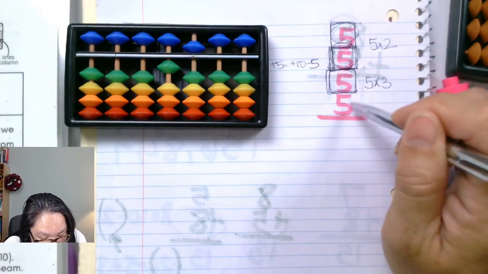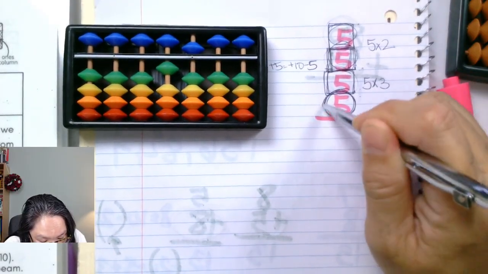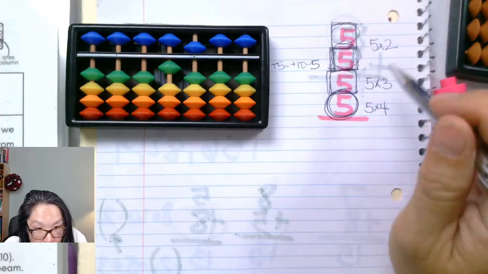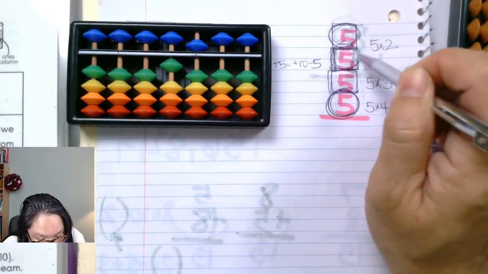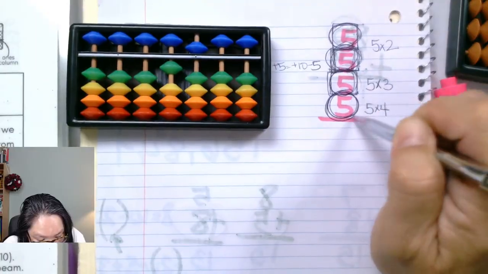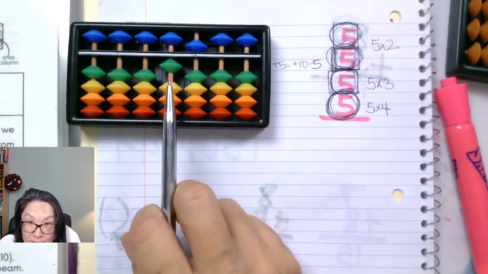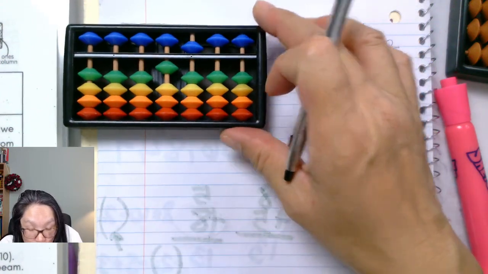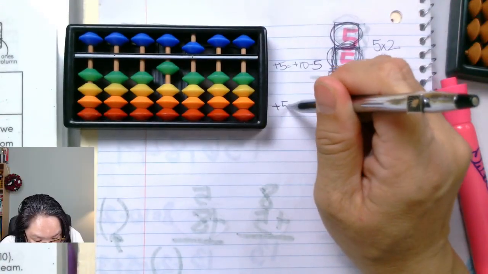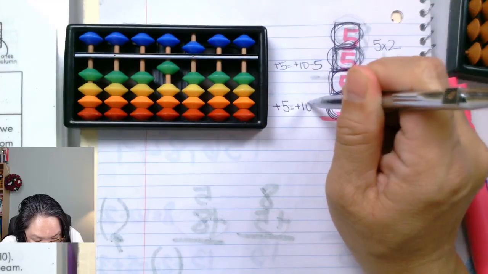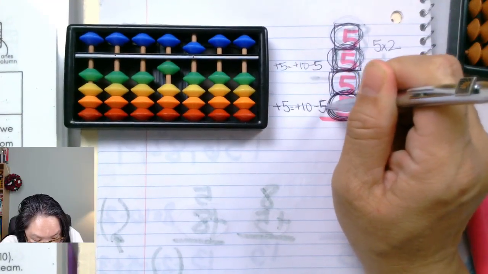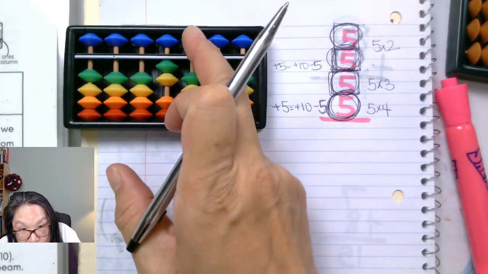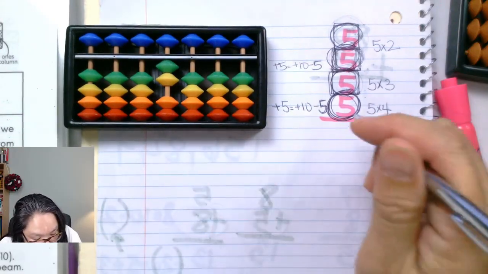So if I have 4 5s, this is the other 5. It's 5 times 4. How do I know? 1, 2, 3, 4. So when I go on my abacus, can I add a 5? No. So I know I need to plus the 5 is equal to plus the 10 minus 5. So I'm going to plus the 10, I'm going to minus the 5. So my final answer is 20.